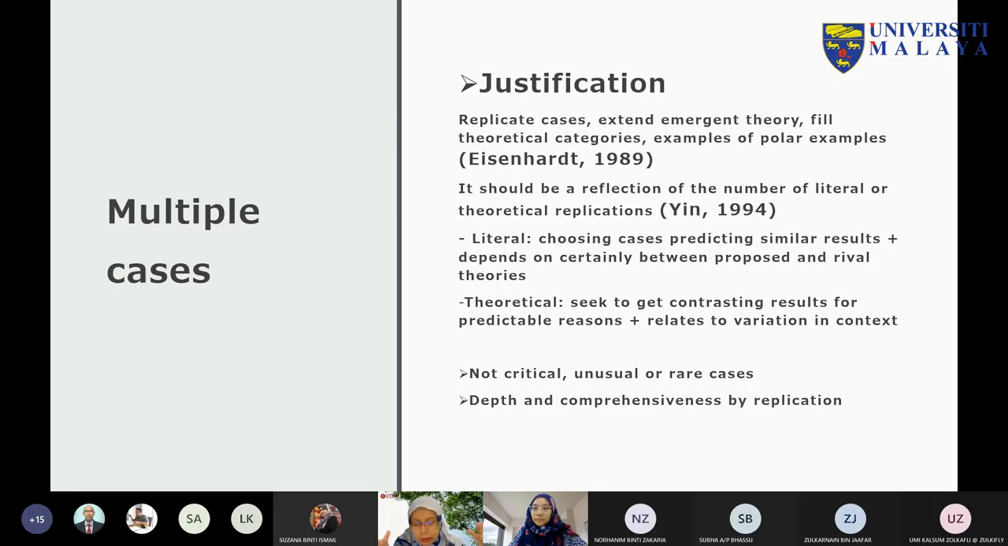So according to Yin, the criteria is the same for all the cases. That means you are comparing green apple and green apple, maybe one from Australia, one from elsewhere, that's okay. So the criteria is the same. Bus and bus, car and car, school, high school, boarding school with boarding school. That is according to Yin.